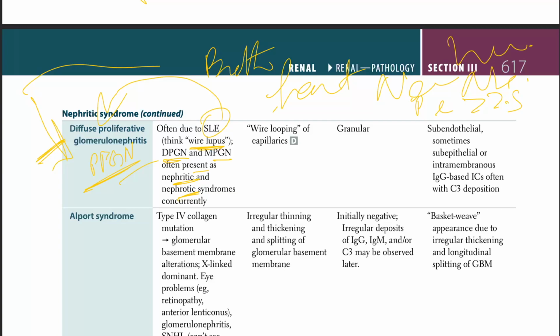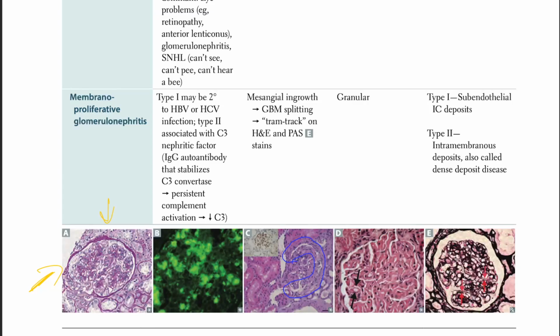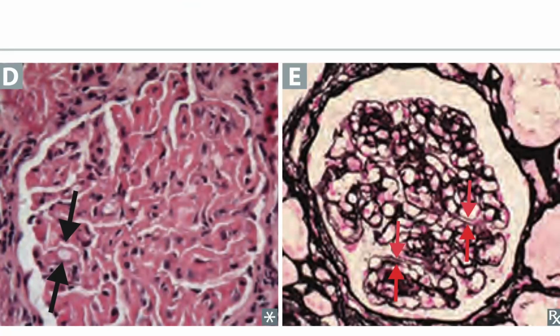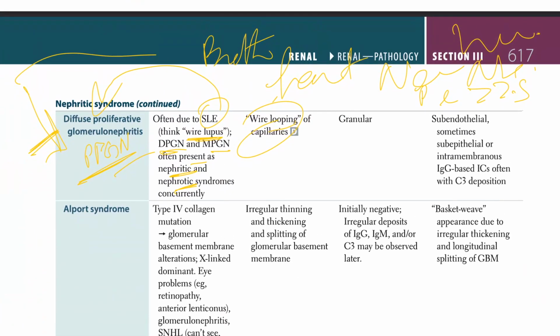In light microscopy, you're looking at wire looping of the capillaries. Looking at picture D, you have the wire looping. It looks like there are wires looping in the capillaries.